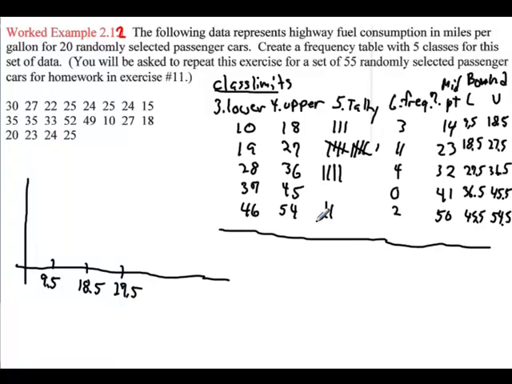And notice, because these are all halves, none of the data values ends up exactly right on the line. It's either in one class or the other class when we do our graph. So let's list them all. 36.5, 45.5, and last but not least, 54.5.